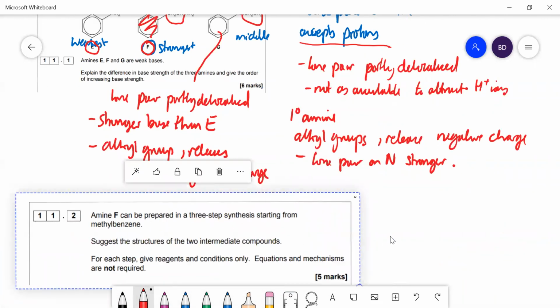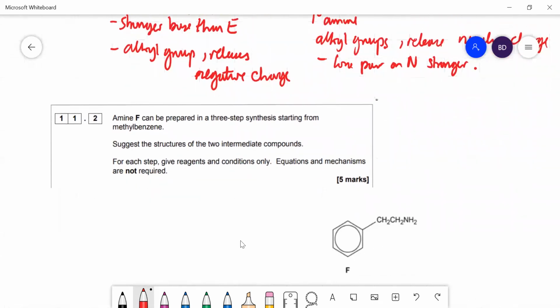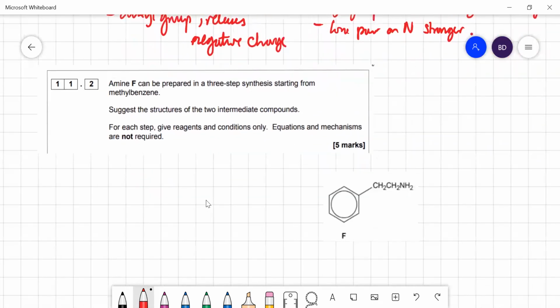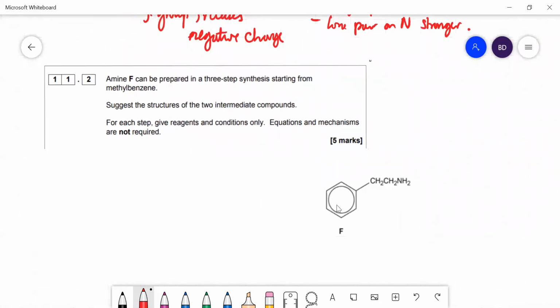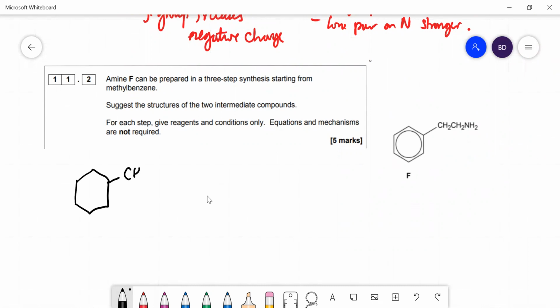Amine F can be prepared in a 3-stage synthesis, so put in F there, starting from methyl benzene. Suggest the structures of the 2 intermediate compounds. Give reagents and conditions, equations and mechanism not required. Okay, so we're going to start off with methyl benzene, and we somehow got to get to that.